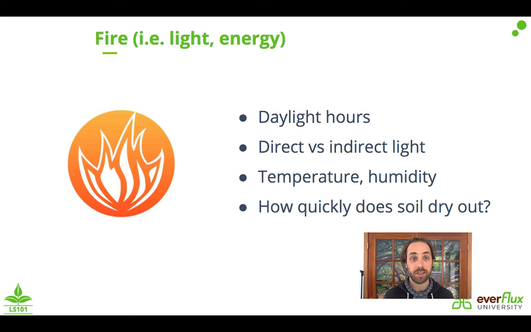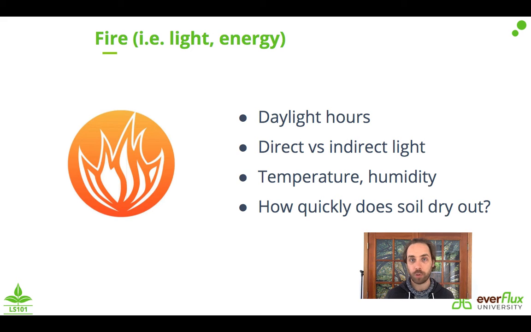Okay, moving on to the second element, fire. In this case, really what we're talking about is light and energy. So this encompasses the daylight hours that you have, or just the hours of light that you have in your grow setup, direct versus indirect light, but it also encompasses things like temperature and humidity, because these are related to energy, and the sun's energy or the light energy impacts the temperature and the humidity of your growing space.